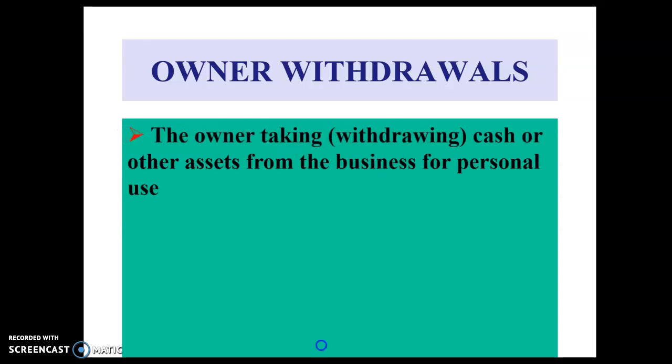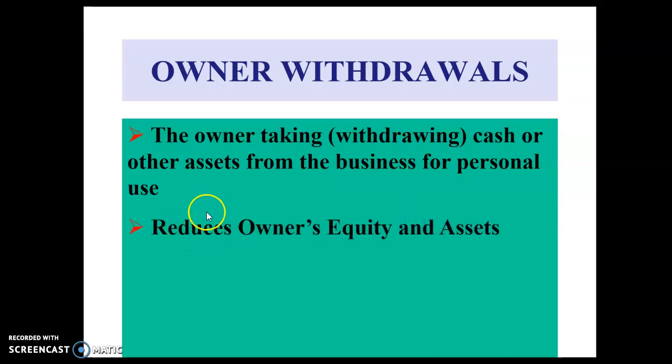Now, owner withdrawals are when the owner is taking cash or other assets away from the business. So if I go to the checking account and write out a check to myself, okay, and then I use that money to pay for my personal house rent or something, then I am withdrawing it from the business. That's going to reduce the owner's equity, and it also reduces the assets that the business owns. The checking account now has less money in it than it did before, and the equity that belongs to the owner is now less than it was.